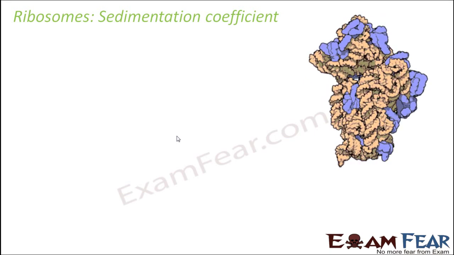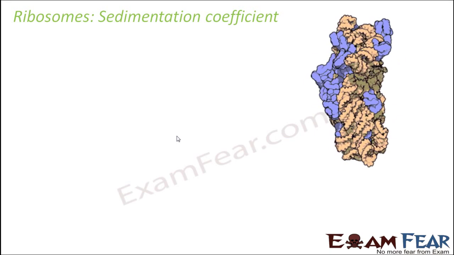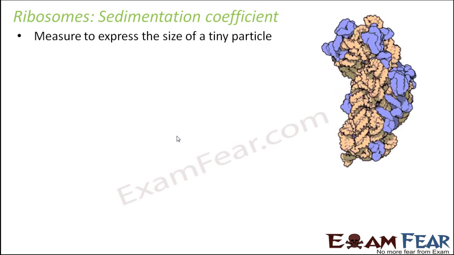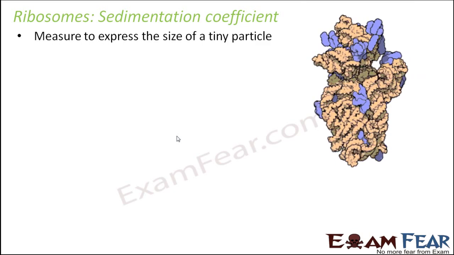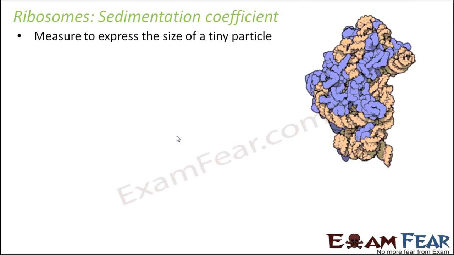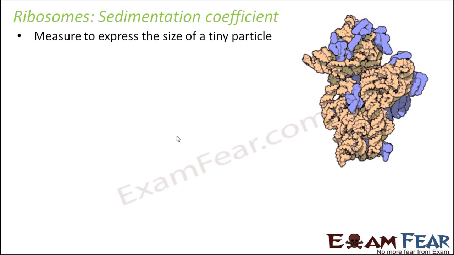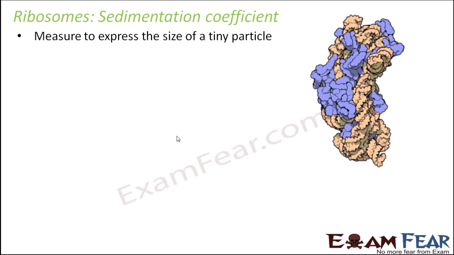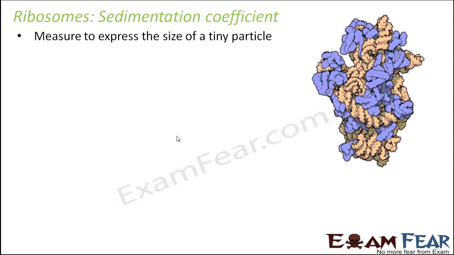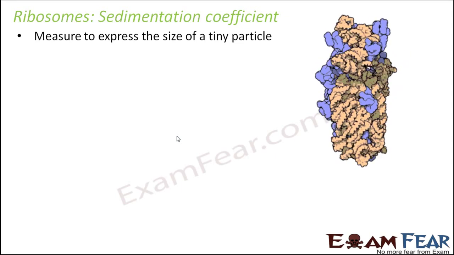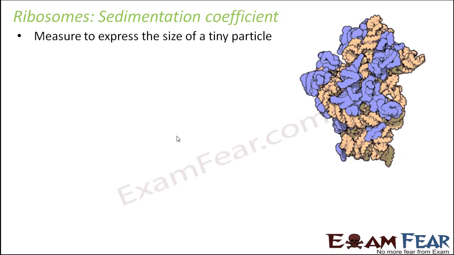For that, we have the sedimentation coefficient. Now, what is the sedimentation coefficient? It is basically a unit, you can say, to measure or express the size of a very tiny particle. What happens in this case is the process of centrifugation. Now, what is the centrifugation process? Just think of your mixer grinder.